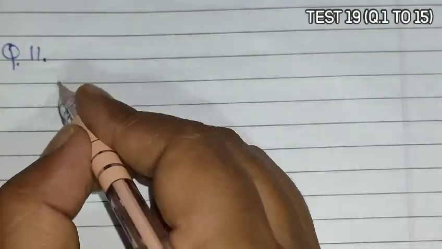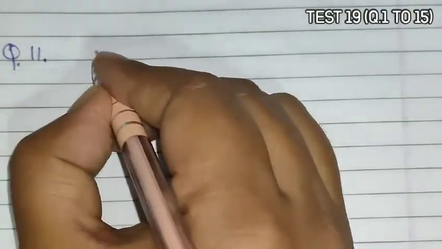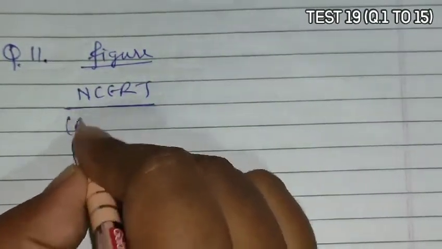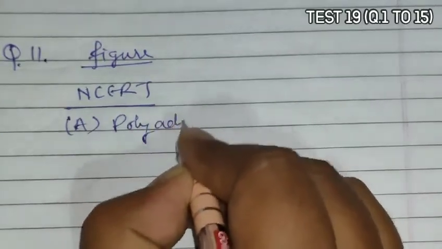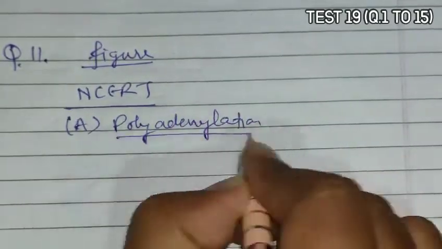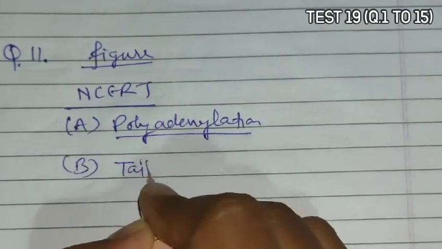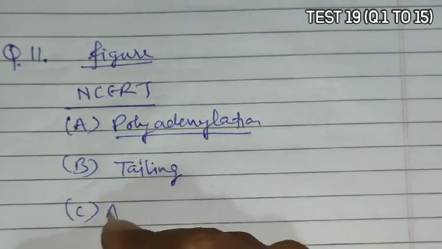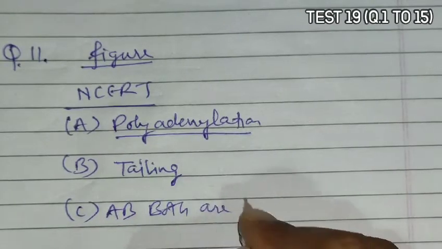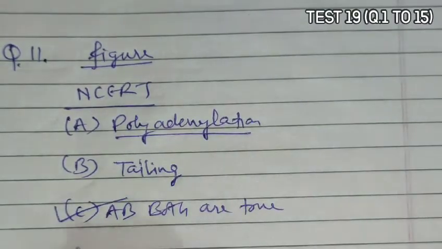Question 11 asks which option is matched with the figure. According to NCERT, the figure represents option A, that is polyadenylation, and polyadenylation is also known as tailing. So C, A and B both are true. That is the correct answer. D is none of these, so it is not a correct answer.